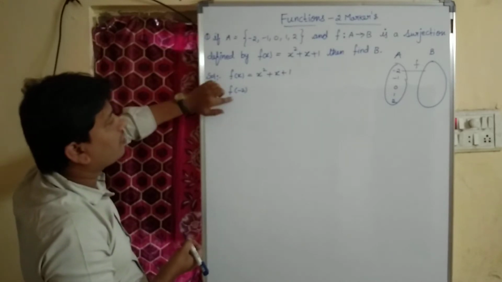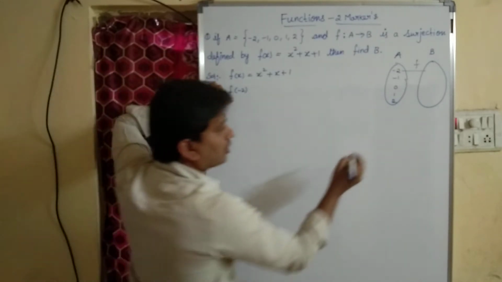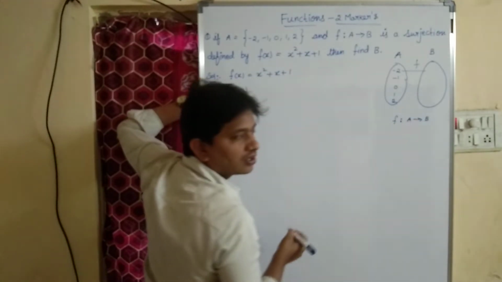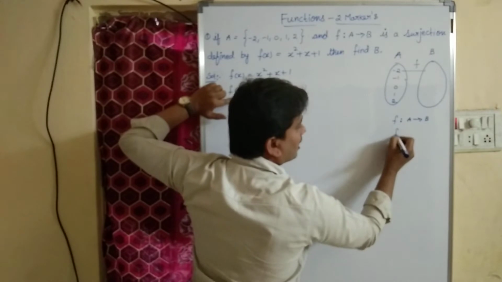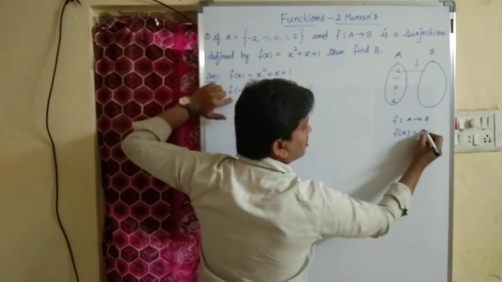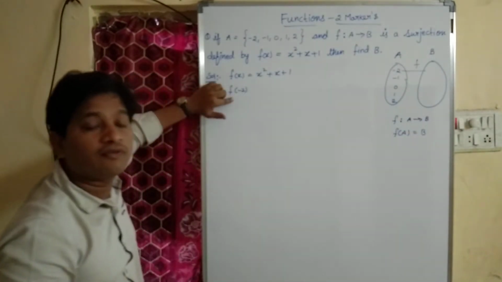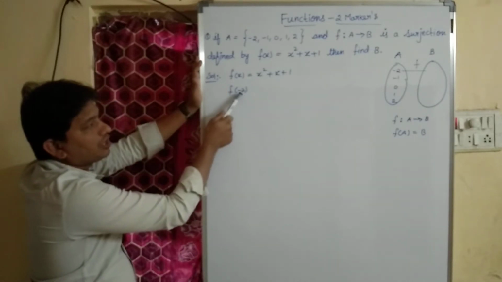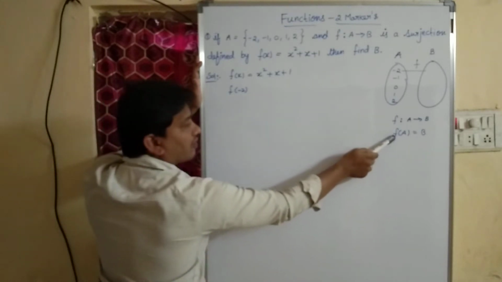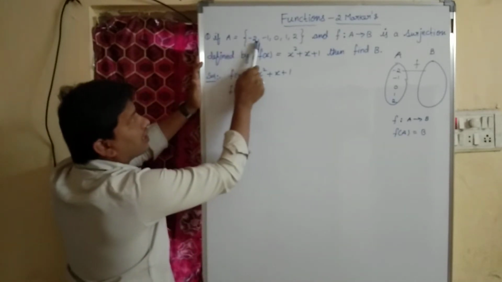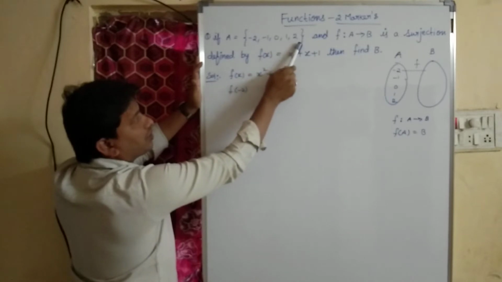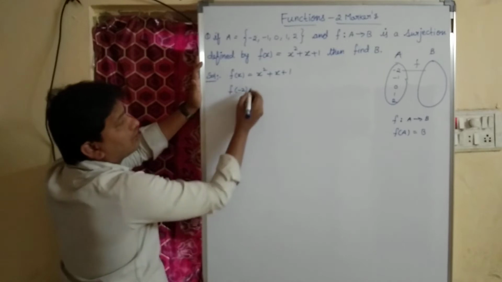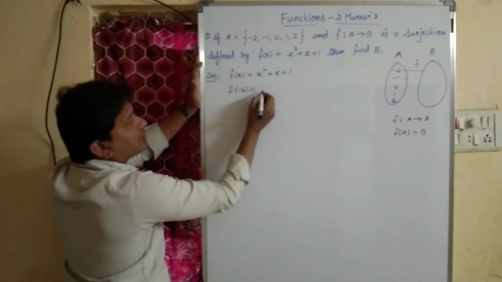Why are we finding f(-2), children? See, as it is said, f maps A to B. If f maps A to B, then I can write f(A) = B, children. f(A) = B. That is the reason we are substituting the values of A here. As the values of A are -2, -1, 0, 1, 2, first we are finding f(-2), meaning in the place of x we have to write -2.